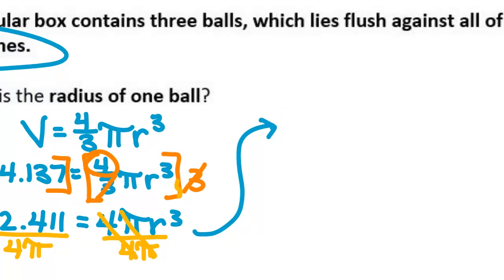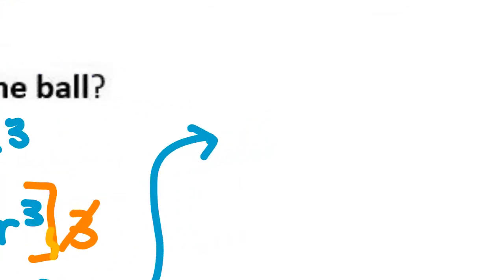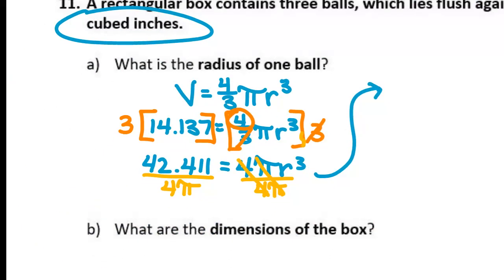What is 42.411 divided by 4 pi, approximately? How much? You got to put the 4 pi in parentheses. 532.95. Make sure you put the 4 pi in parentheses. 42.411 divided by and then 4 pi in parentheses. Make sure you put this part in parentheses.